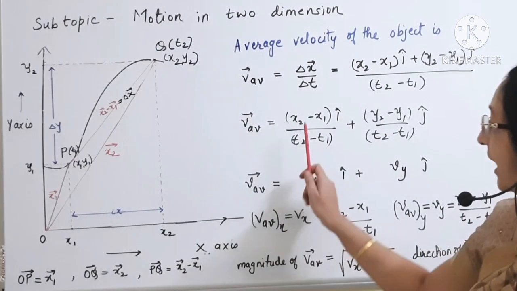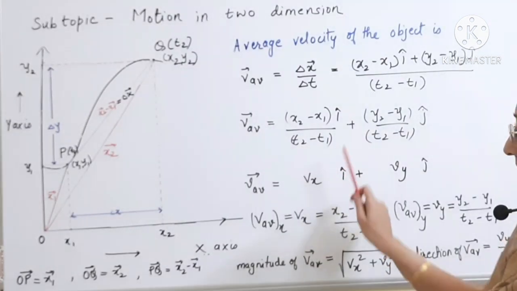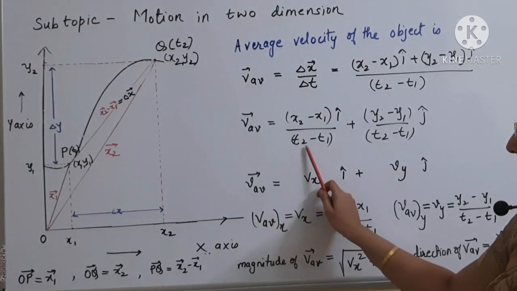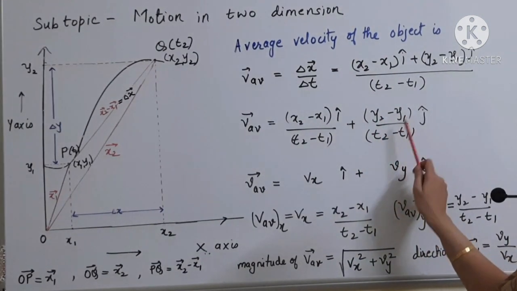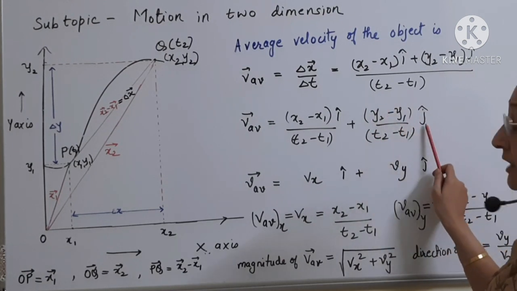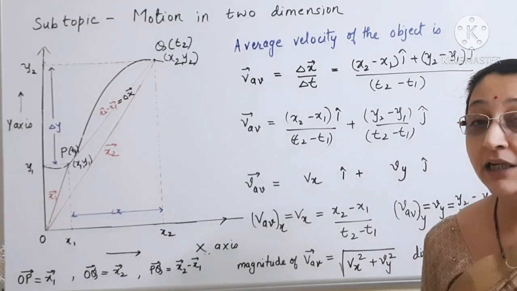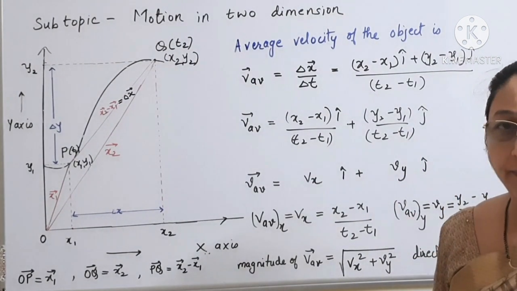Velocity of the particle, हा जो x2 minus x1 upon t2 minus t1 ही जी टर्म आहे, ती the velocity along the x direction आहे. आणि ही y2 minus y1 upon t2 minus t1 ही जी टर्म आहे, j which is the component of j. So that is the velocity along the y direction.